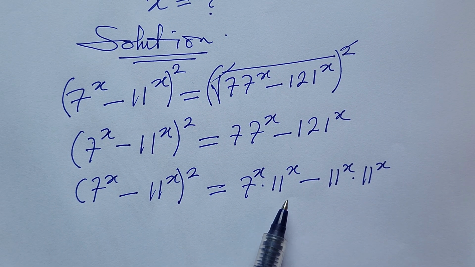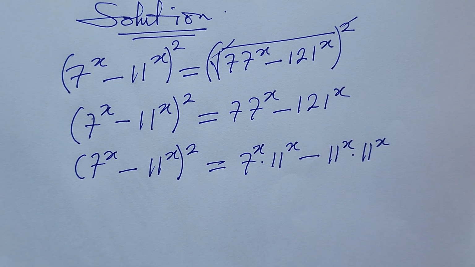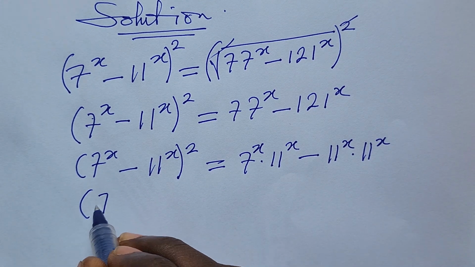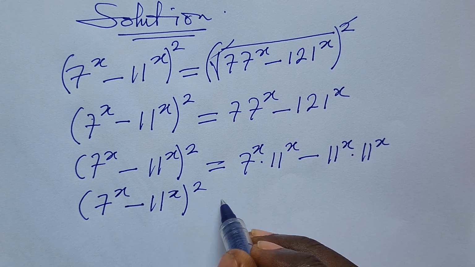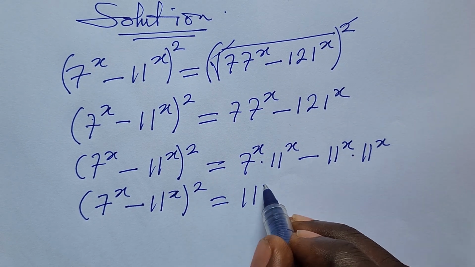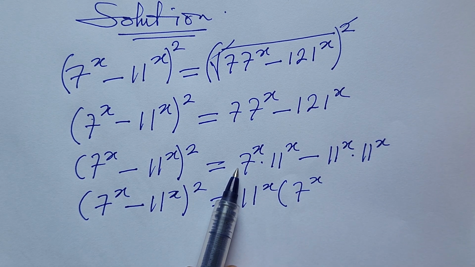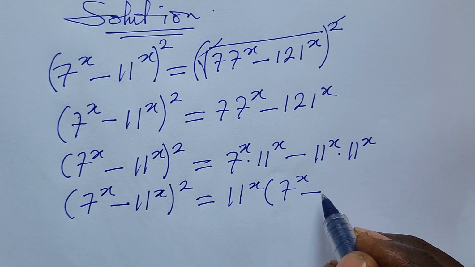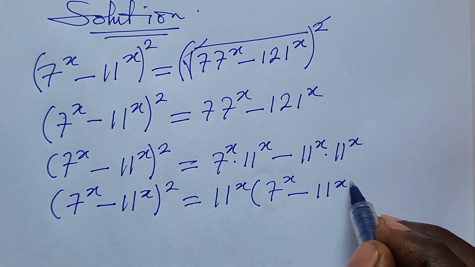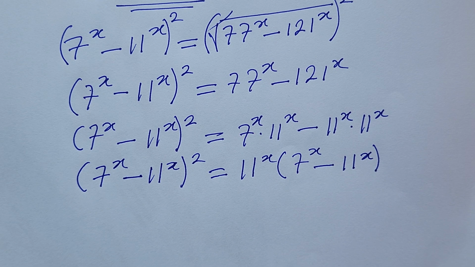We discovered that 11 to the power of x is common here and it's also here. So let's break it out from this side. So this is going to give us bracket 7 to the power of x minus 11 to the power of x, close bracket, to the power of 2 is equal to 11 to the power of x, bracket 7 to the power of x, because that is what will be left here if we use this to divide this. When we use this to divide this, then we're left with 11 to the power of x, close bracket. Easy.